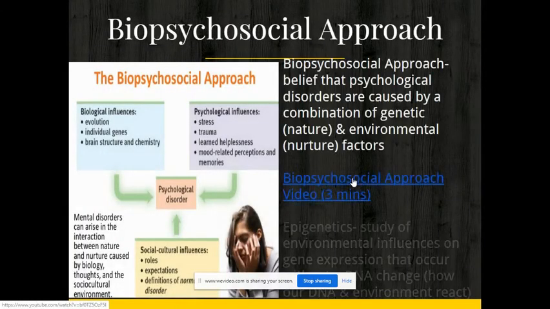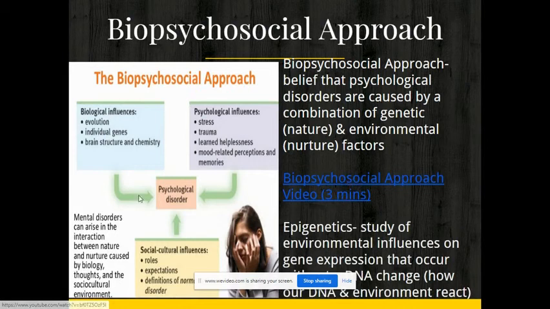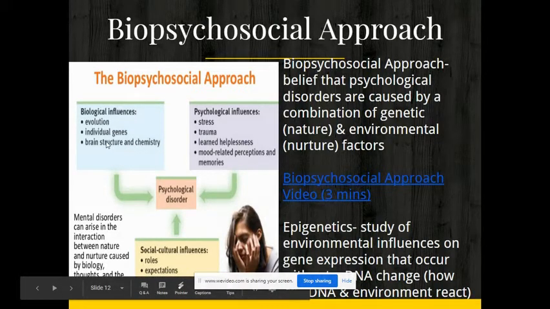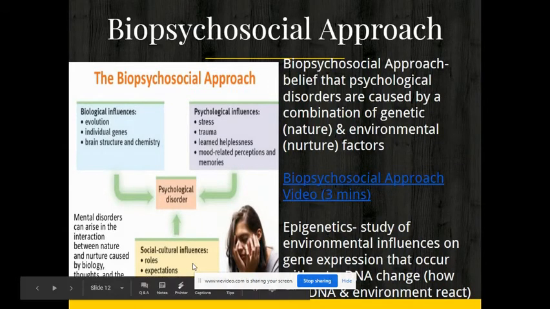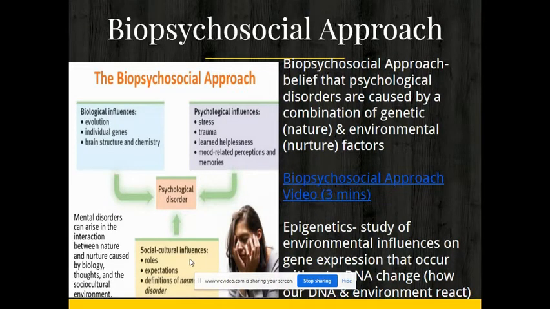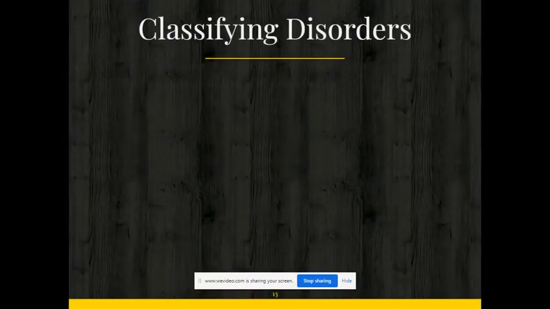We talked about the biopsychosocial approach and how this kind of comes into play with everything we do that we've talked about in this class. There's biological influences, psychological influences, and sociocultural influences. So biological is like your genes and your brain structure and your chemistry. Psychological is what's going on with you right now. Is it stress or trauma, stuff like that. And sociocultural is kind of your fancy word for environment. So it's looking at the environment you're in, your roles, your expectations, like what's going on in your life.